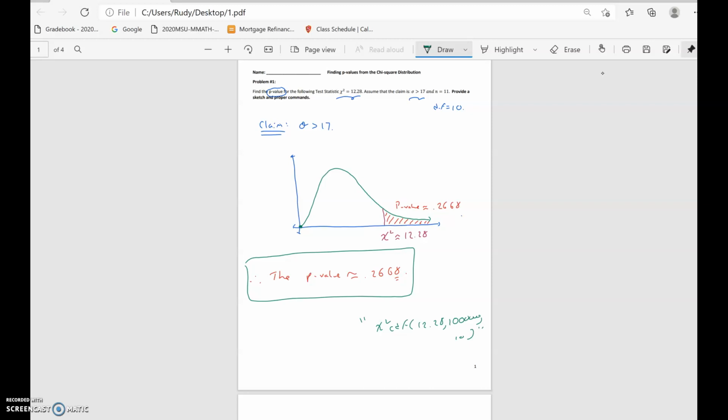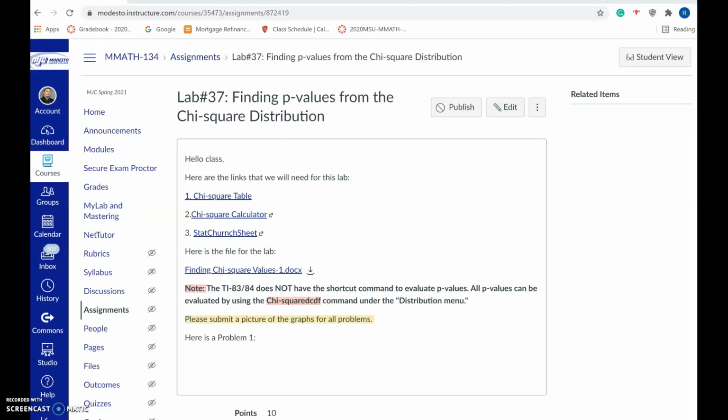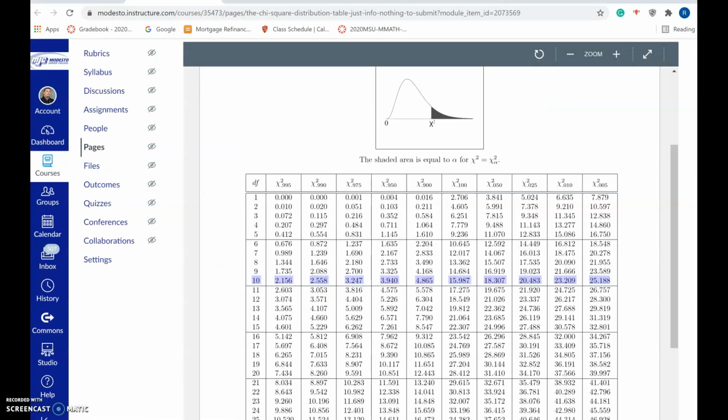Now, that's pretty much it for all the problems that you're going to be doing with the p-values. And let me show you how to estimate these p-values with the actual table. So if you look at the table, you're looking at 10 degrees of freedom and all the area to the right of 12.28. So here you're looking at 10 degrees of freedom. The closest to 12.28 is 15. So 12 is not in here. That would be the closest value. So if you use the table, you would basically be estimating that the p-value is 0.10.